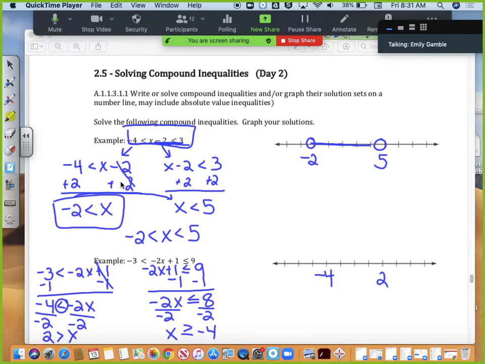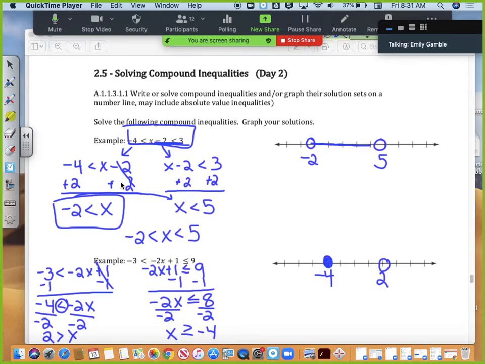These have different symbols. So we have to look at the symbols that we have in the problem to determine what type of circles we will have. And this says 2 is greater than x, which is the same thing as x is less than 2. We would need an open circle around 2 because 2 is not a solution. However, what type of circle would we need around the negative 4? Closed. This one is included because of the greater than or equal to symbol.